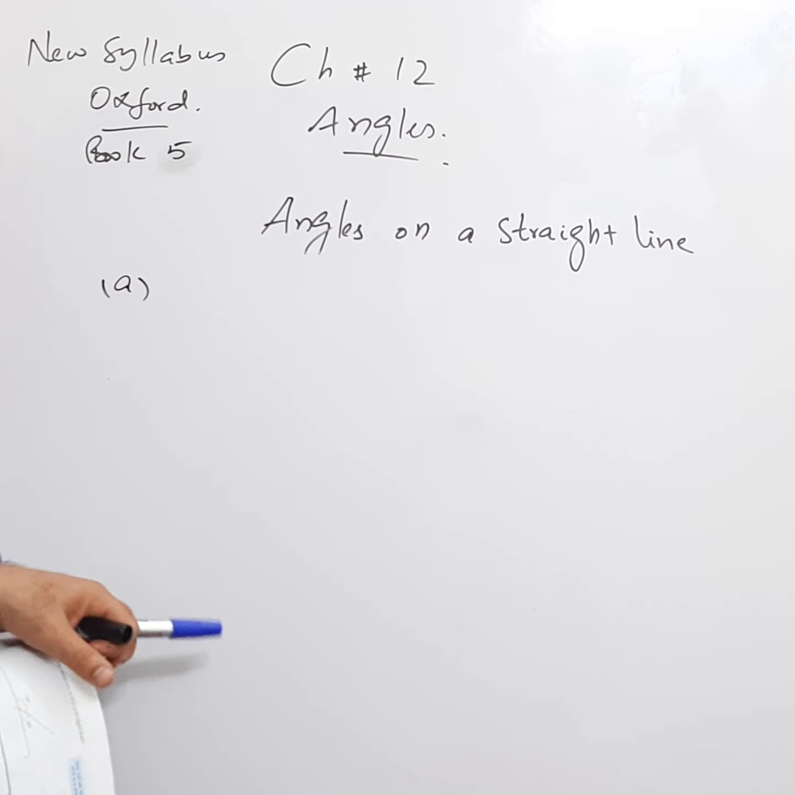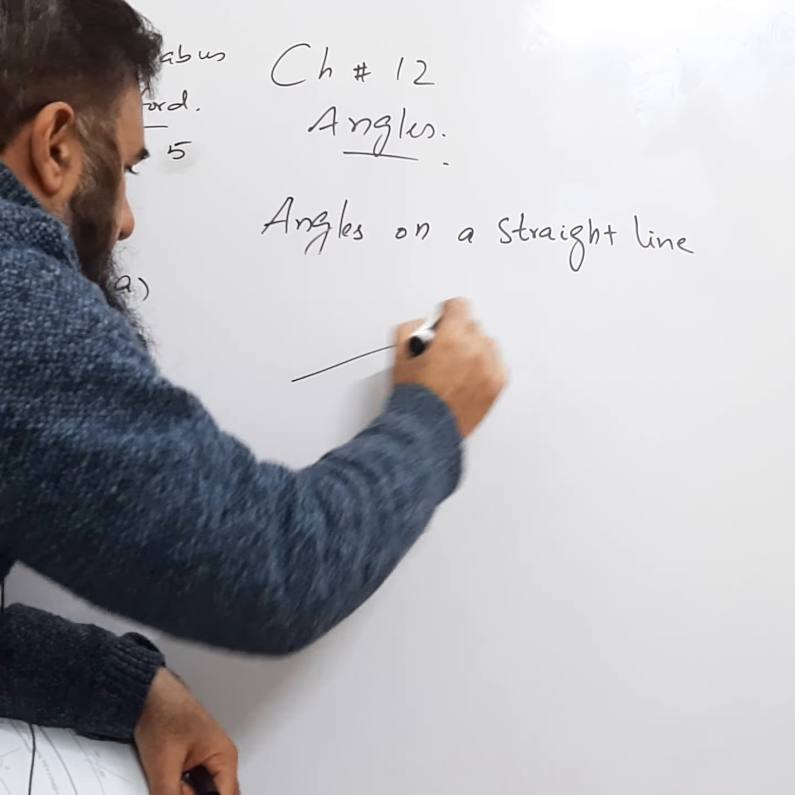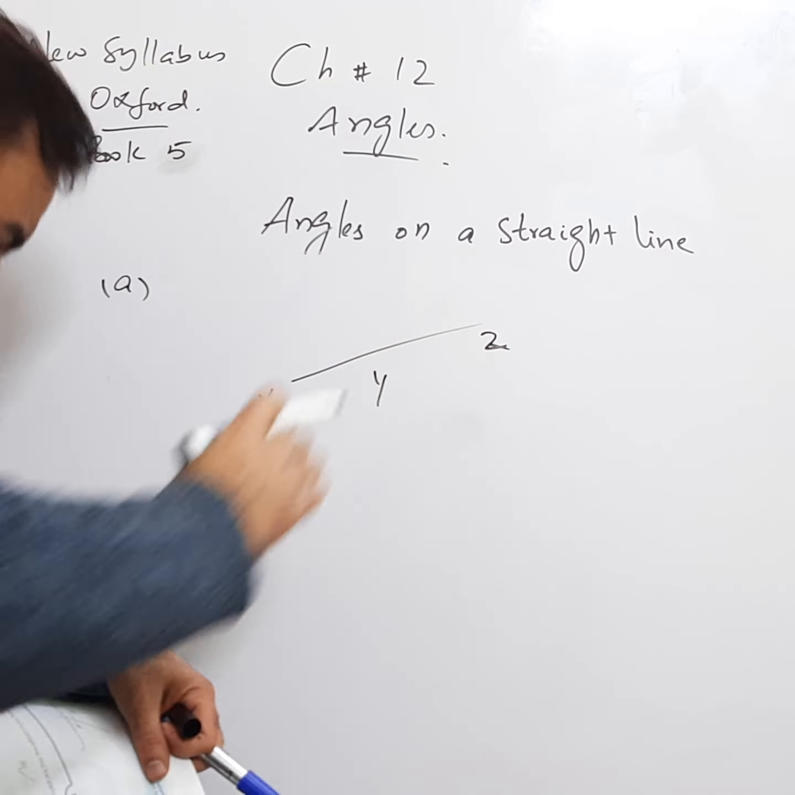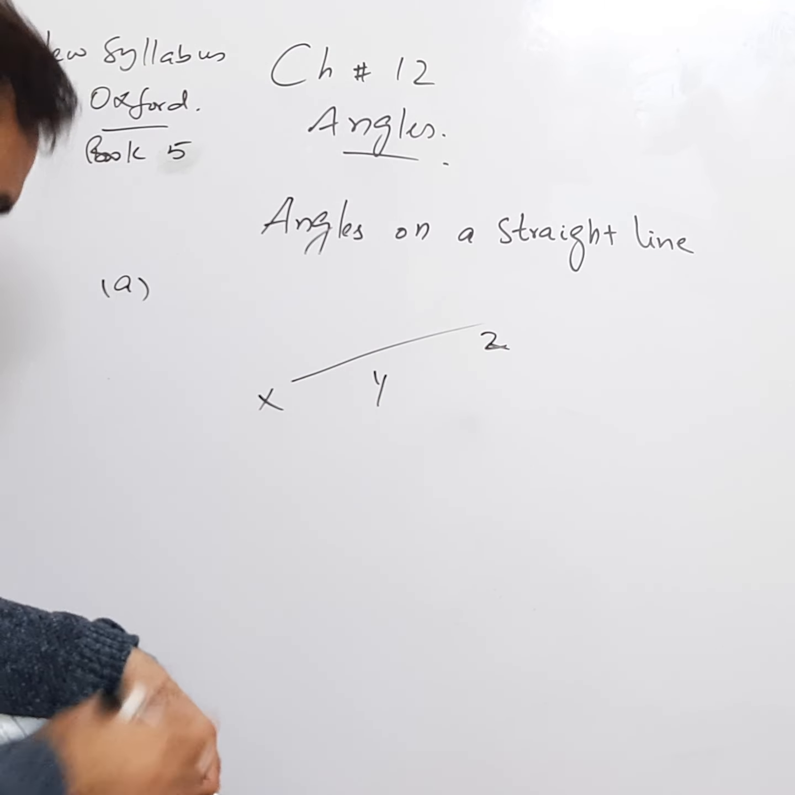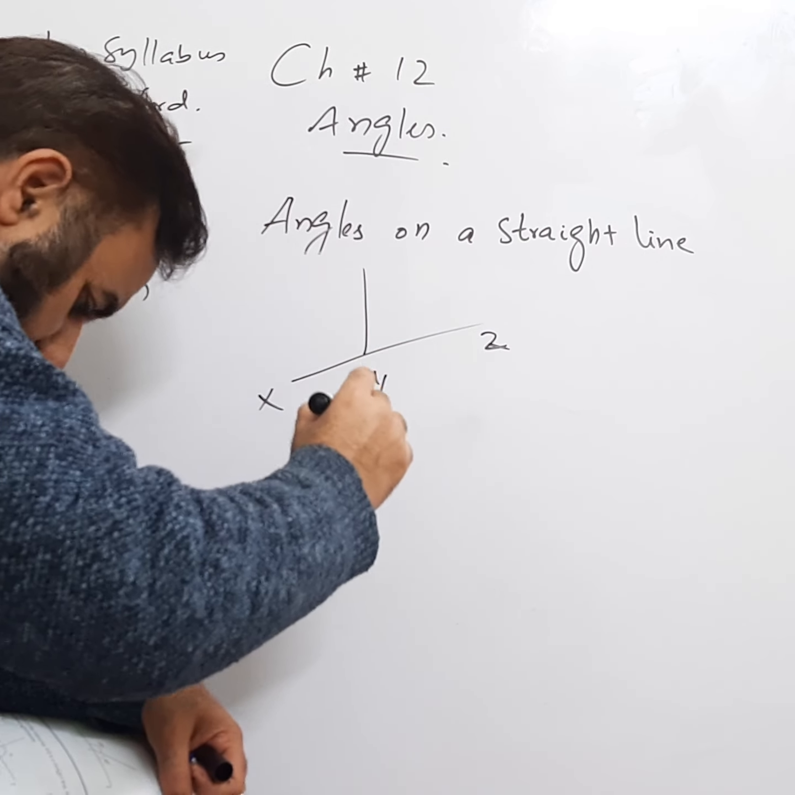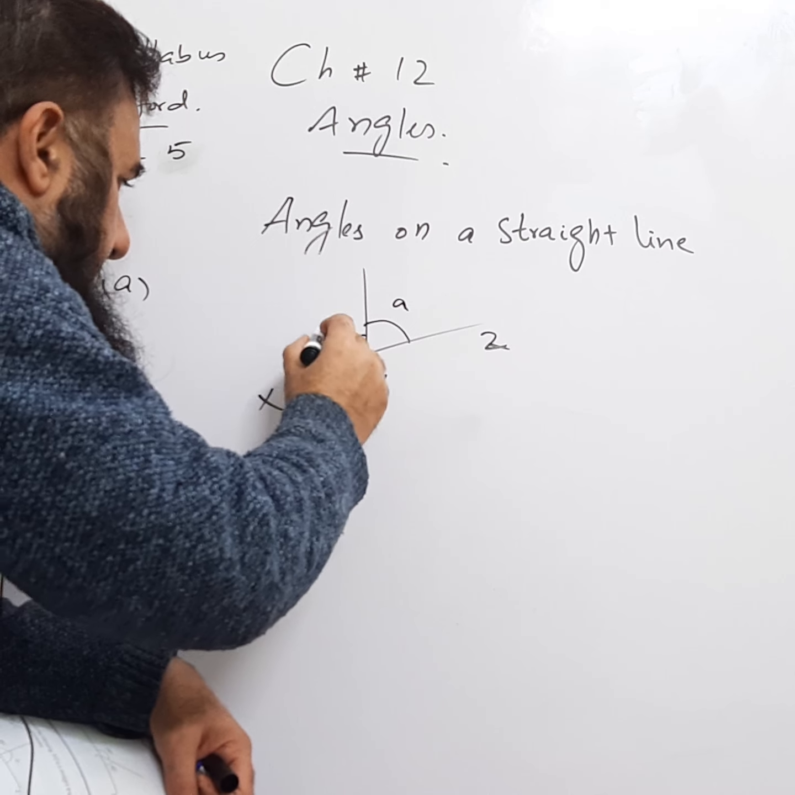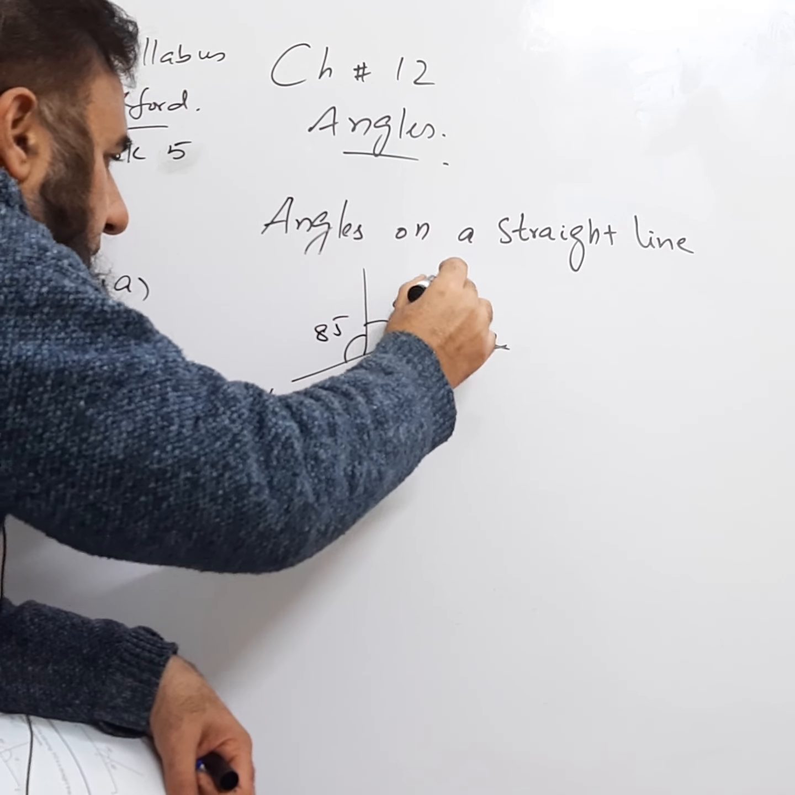The very first thing is that they have told us that this is a straight line. So the angle on this semicircle will be 180. Okay. And this is the line. This part is A, and this part is 85. So we need to find angle A.